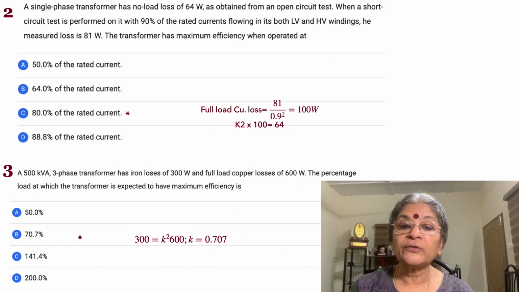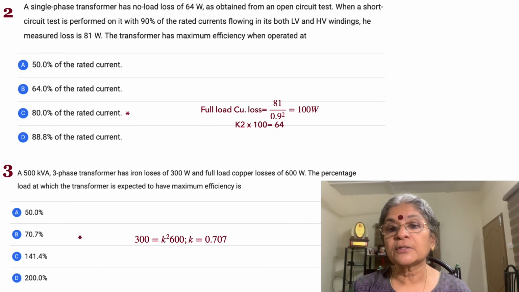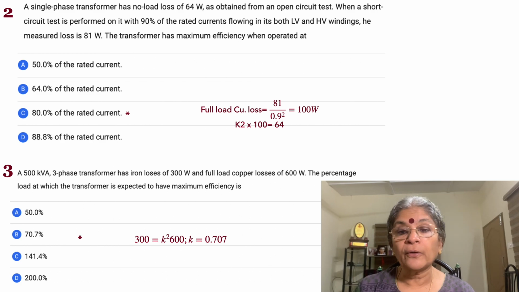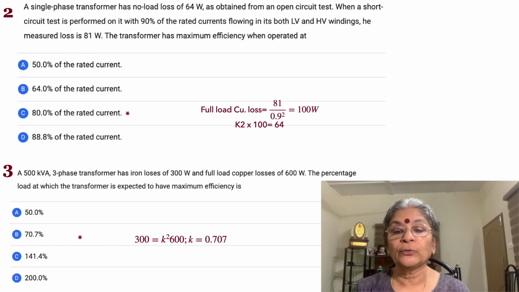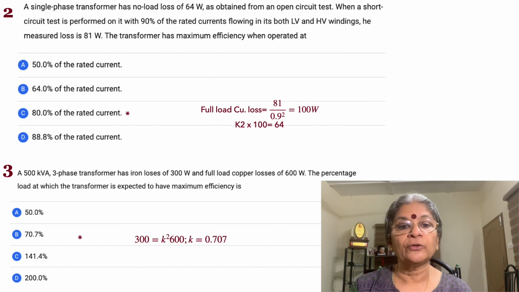The question asks for the percentage load at which the transformer is expected to have maximum efficiency. Very easy, because K square times the copper loss should be equal to 300. So you can calculate K as equal to 0.707, which is the load factor. At this point the efficiency is maximum because iron loss is equal to copper loss. Similar questions arrive exam after exam.